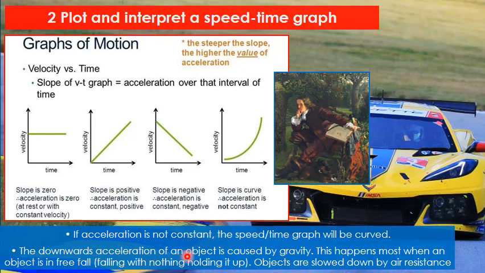The downward acceleration of an object is caused by gravity. This happens most when an object is in free fall, which means it's falling with nothing holding it up. Nothing is pushing it up. It's just falling. Objects are slowed down by air resistance. So if you're throwing something into the sky, it's slowed by the air resistance, because the air resists its motion upwards, or sideways, whatever.